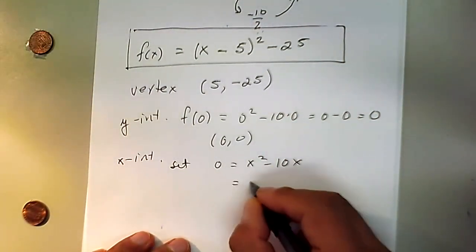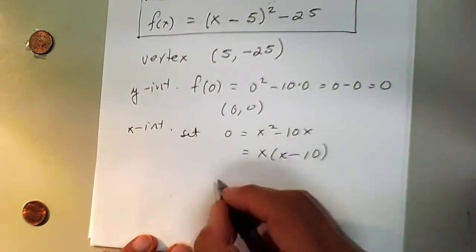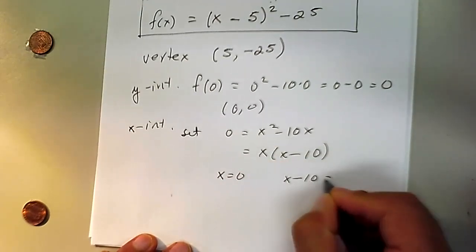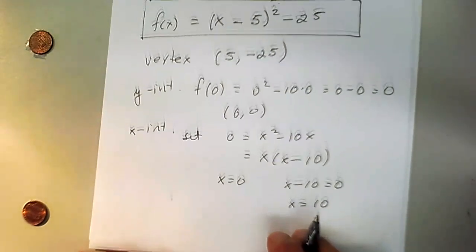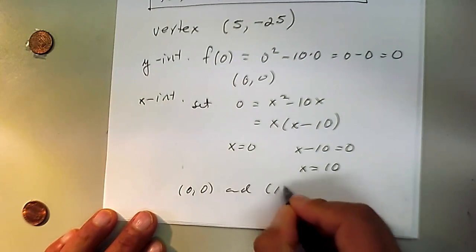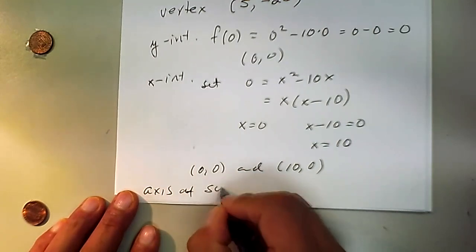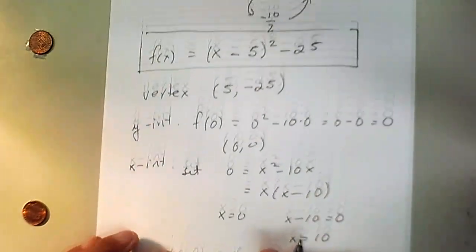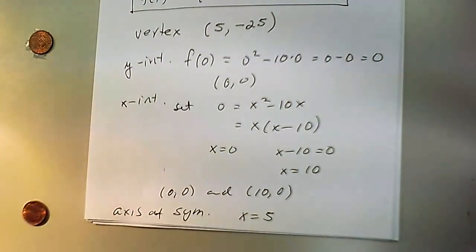So we can factor this as x times x minus 10, and then we use the zero product property, which says that x equals 0, or x minus 10 is 0, and that means that x could be 10 or 0. So yes, the x-intercepts are going to be 0, 0, and 10, 0. Axis of symmetry is going to be x equals, the vertical line, x equals 5. So there's a lot of information. Which way does it open?